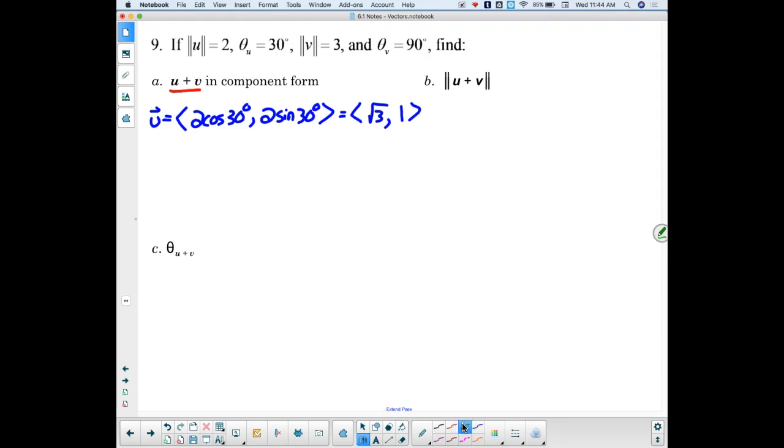Now I need vector v. What is the component form of vector v? Or take it a step back. How do I find the component form of vector v? Three cosine 90. What you got? 0. 3 sine 90. 3.